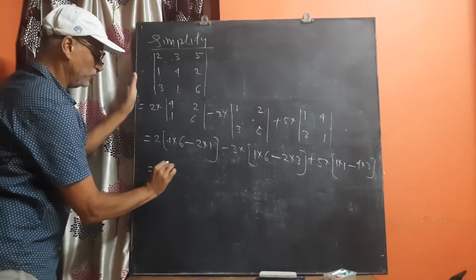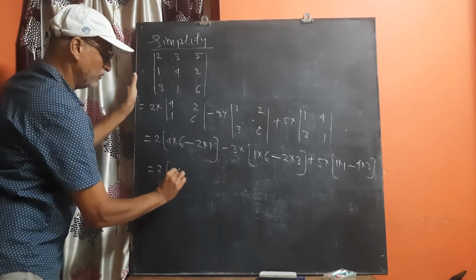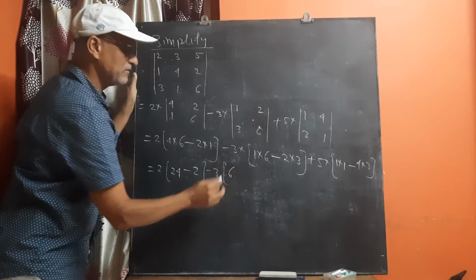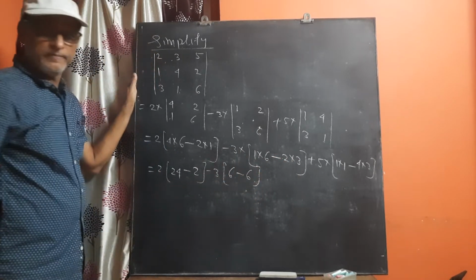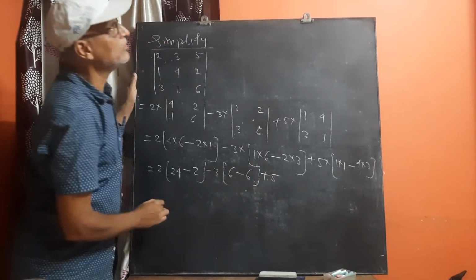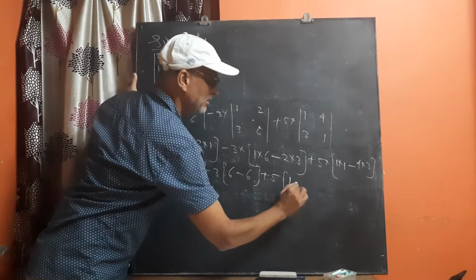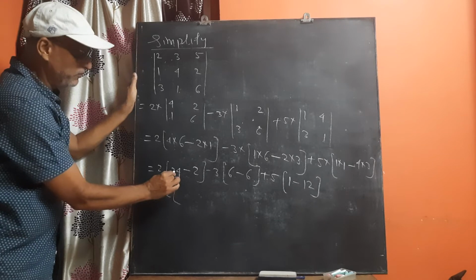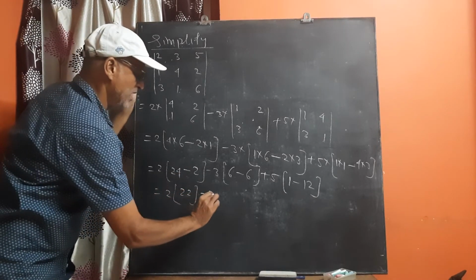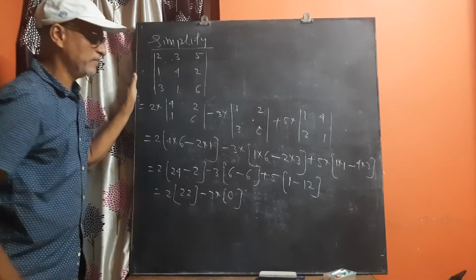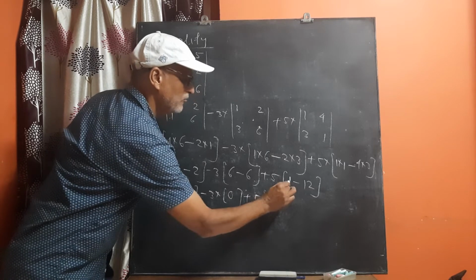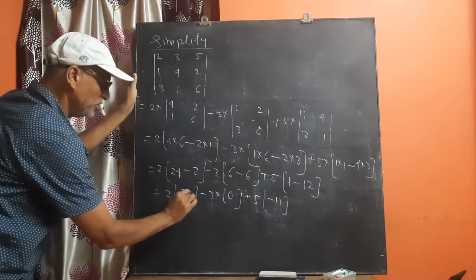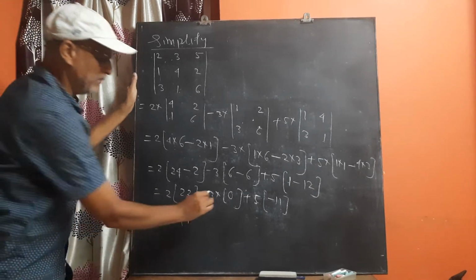Now simplify it. We'll get 2 into 4 into 6, that means 24, minus 2 into 1 is 2, minus 3 into 1 into 6 is 6, minus 2 into 3, that is 6, plus 5 into 1 into 1, that is 1, minus 4 into 3, that is 12, equals to 2 into, now simplify it, 24 minus 2, that is 22, minus 3 into 6 minus 6, that is 0, plus 5 into 1 minus 12, that is equals to minus 11, is equals to 2 into 22, that means 44, minus 3 into 0, that means 0.